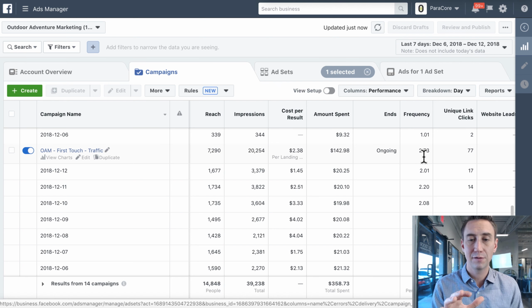So that's all I have for Facebook frequency. There's a lot of questions around it, how it works, and the time frame is often something that's overlooked.